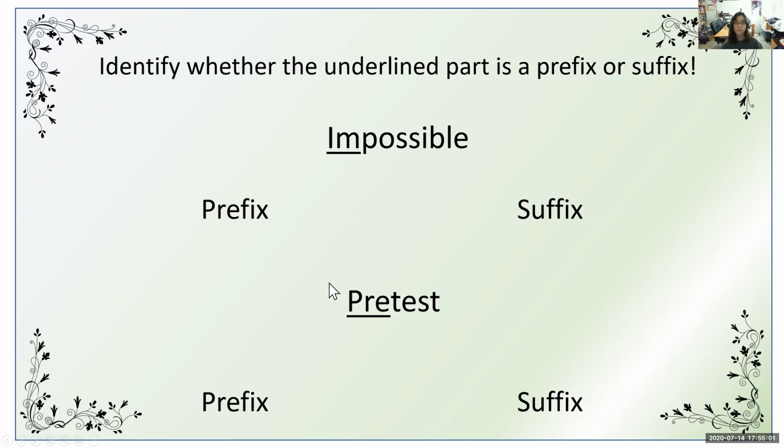All right, next one. Identify whether the underlined part is a prefix or suffix for the word impossible. So is im going to be a prefix at the beginning or a suffix at the end? If you said im is for the beginning, you are correct. It is indeed a prefix. What about pretest? Our root word is test, and is pre going to be a prefix or a suffix? If you said it is a prefix, you are correct. It happens at the beginning of the word. So again, both of these are prefixes. Both im and pre happen at the beginning of the word, so they are prefixes.